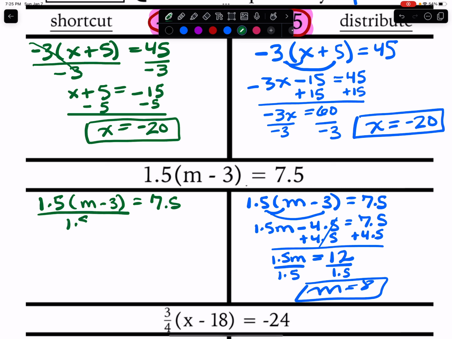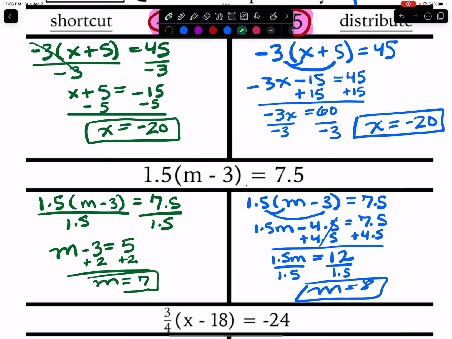Shortcut is going to be dividing both sides by the number in front of parentheses. So I just have m minus 3. The reason I just have m minus 3 is because 1.5 divided by 1.5 is 1, and then 7.5 divided by 1.5 is 5. And now I just have this one-step equation. Much faster to do it this way.